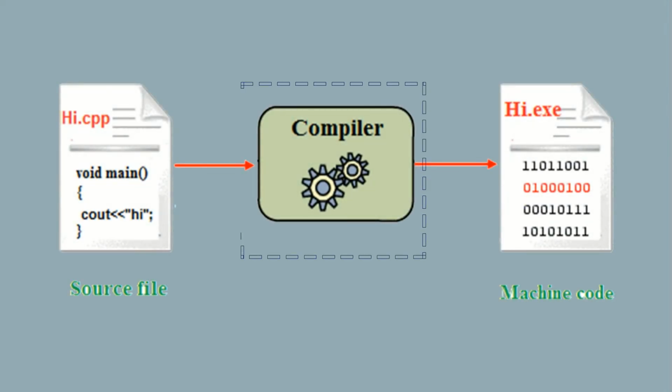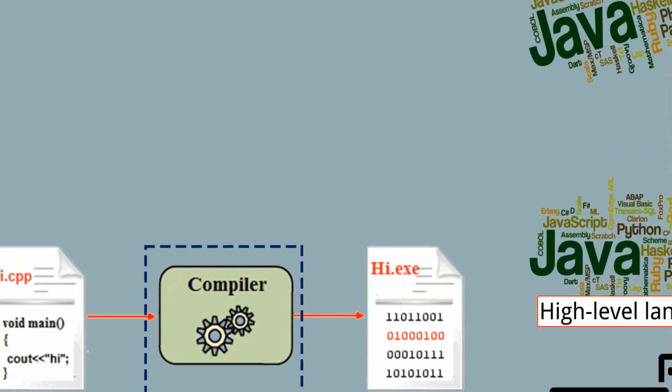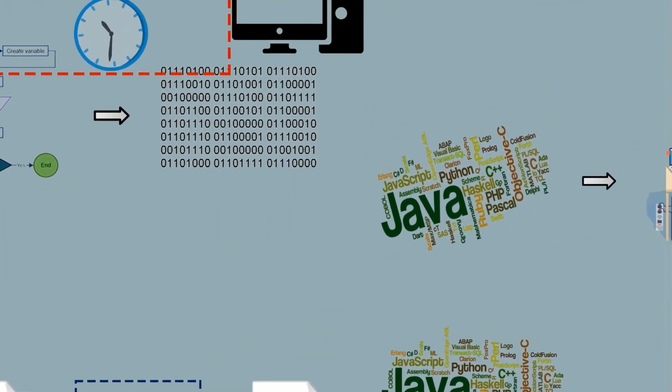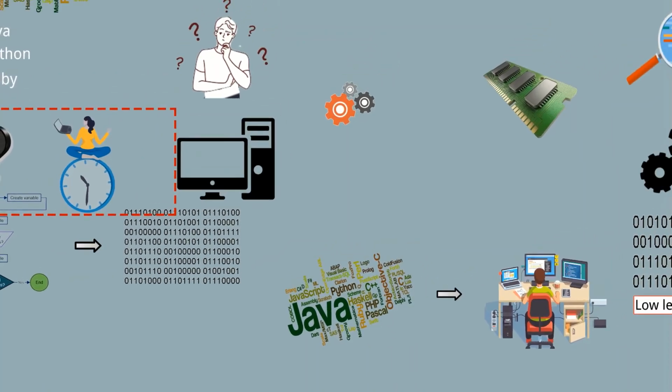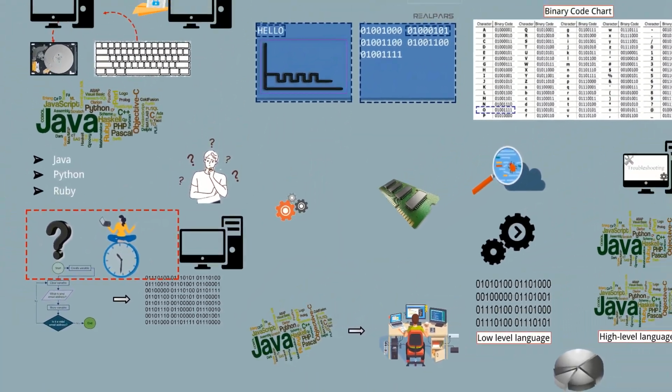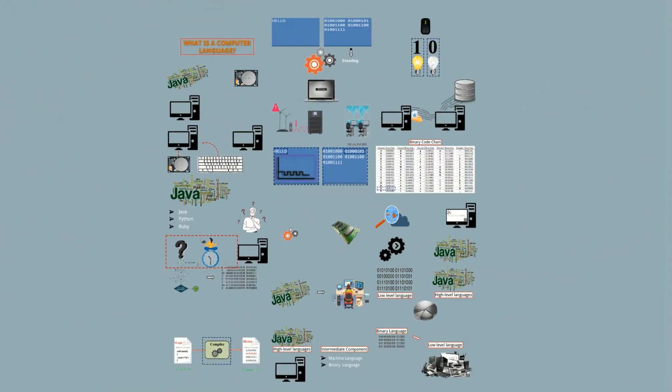This essential bridge, that middle piece between them, is known as a compiler software. So, I hope this clarifies the concept of a computer's native language and why we utilize other programming languages. In the next video, we will cover some of the commonly used programming languages available.